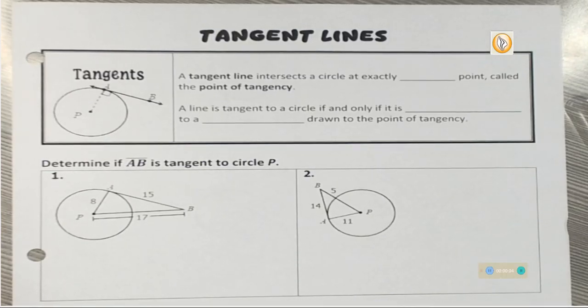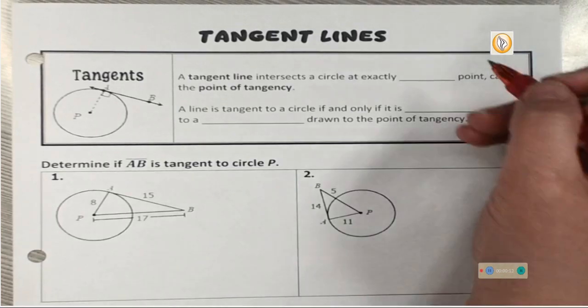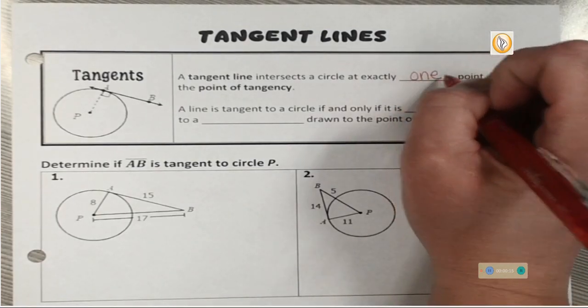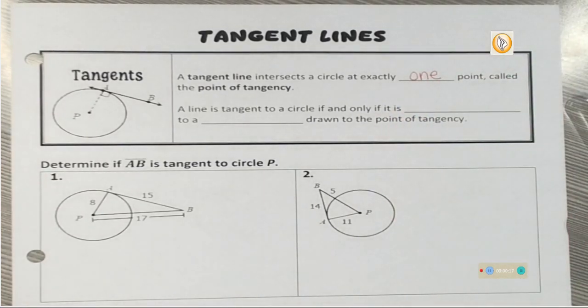Pay attention as we start our tangent lines. Now, you know what a tangent line is. A tangent line is going to intersect the circle at how many places? One. At one point, and we call that the point of tangency.